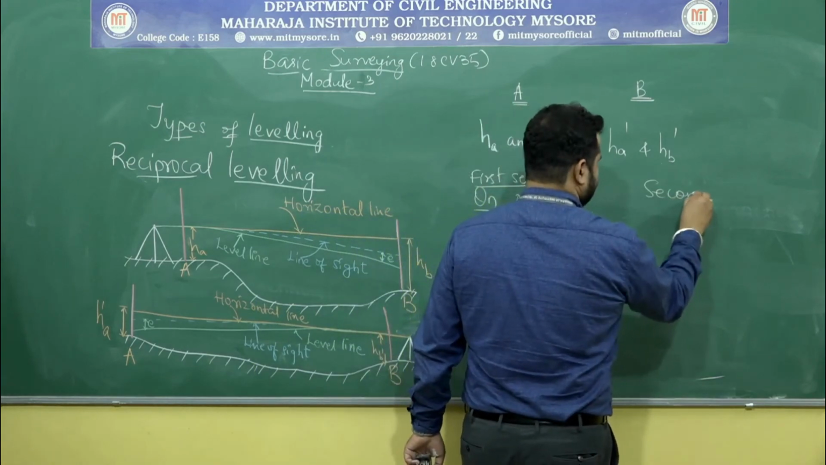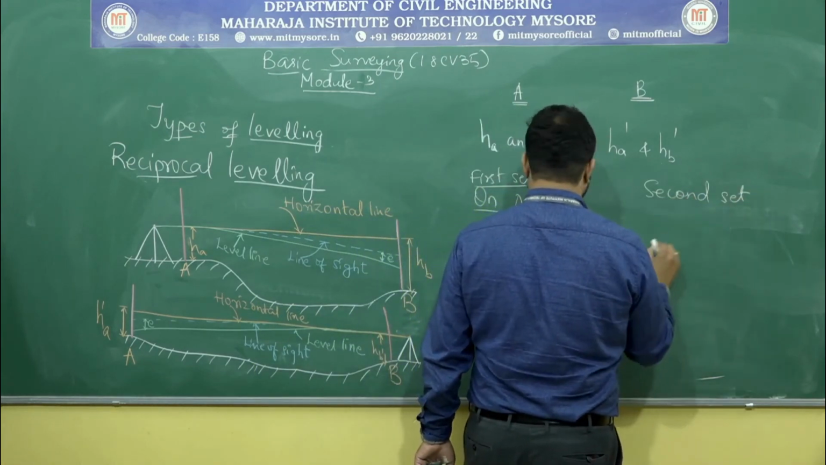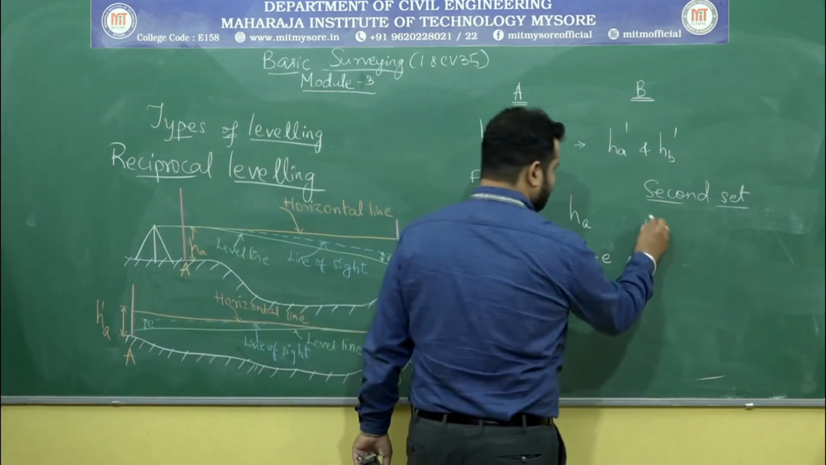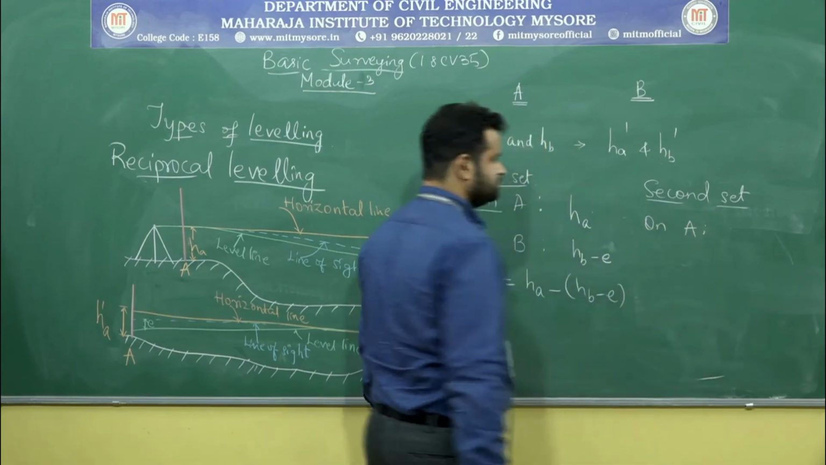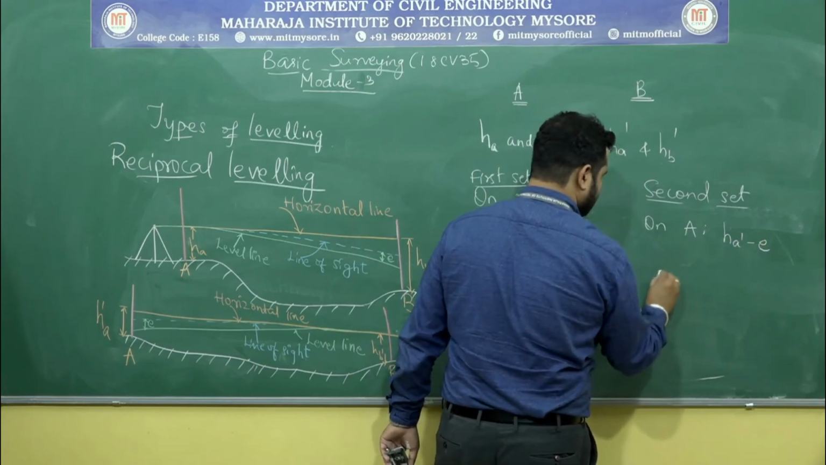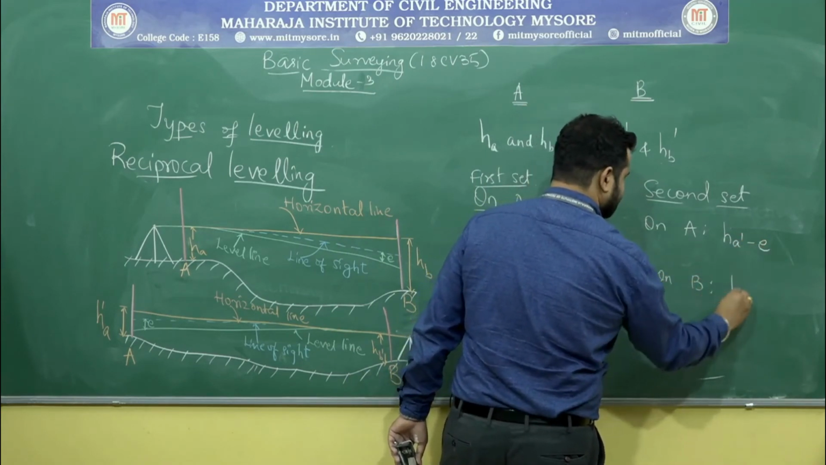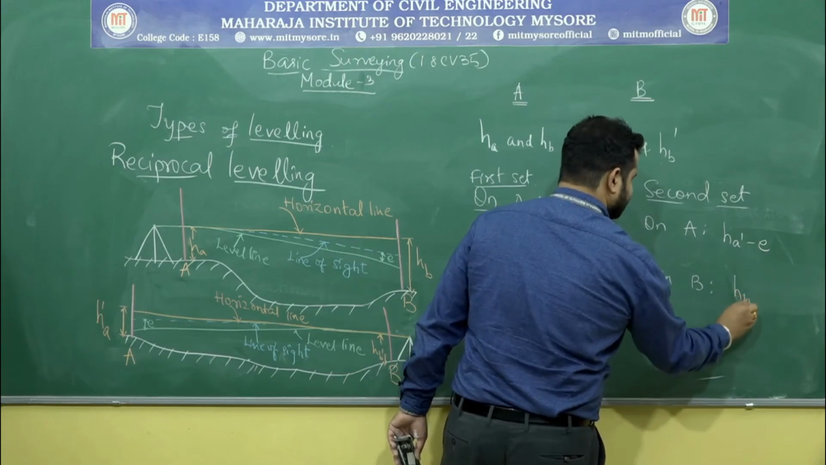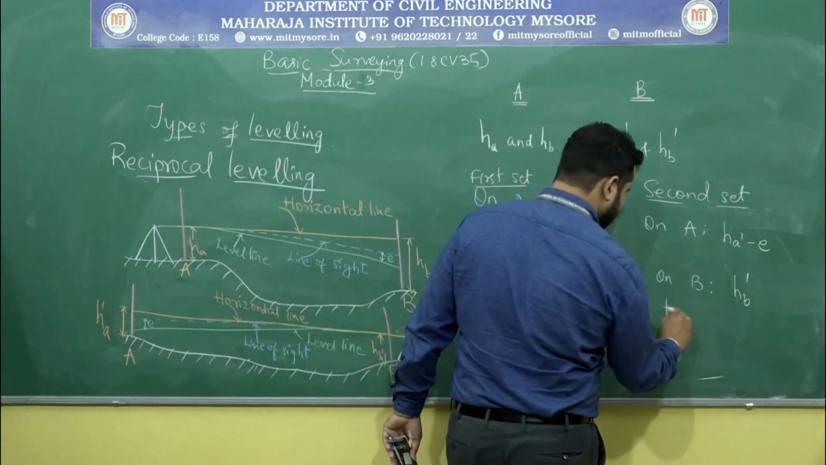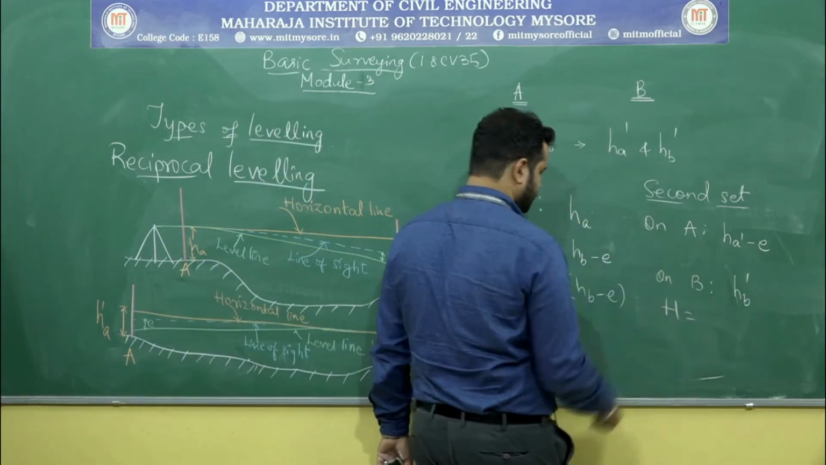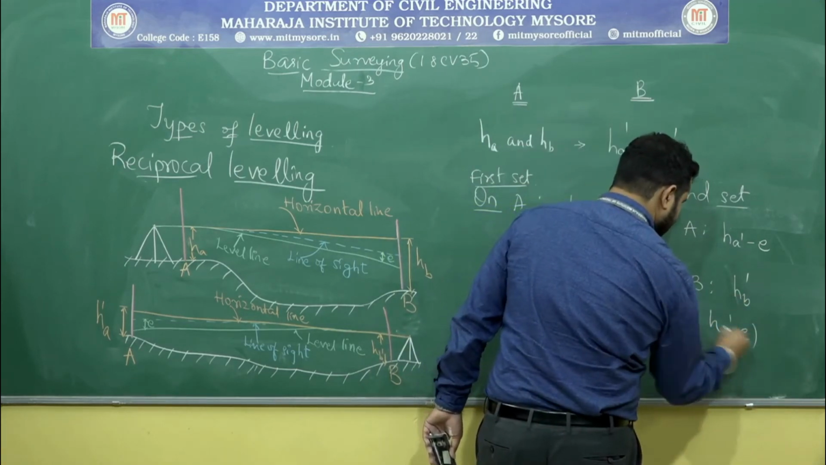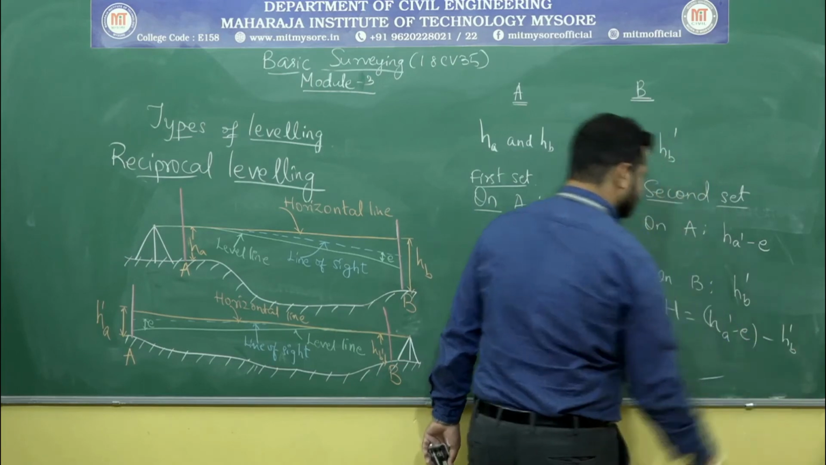Similarly, second set. Now second set, the correct staff reading will be on A, it is HA dash minus E, and on B it is HB dash. Am I right? So if I take true difference in elevation between these 2 points, I will get HA dash minus E minus HB dash.